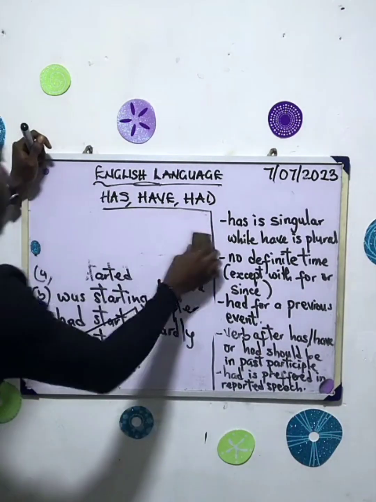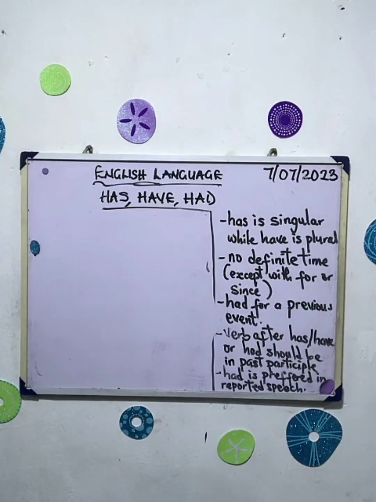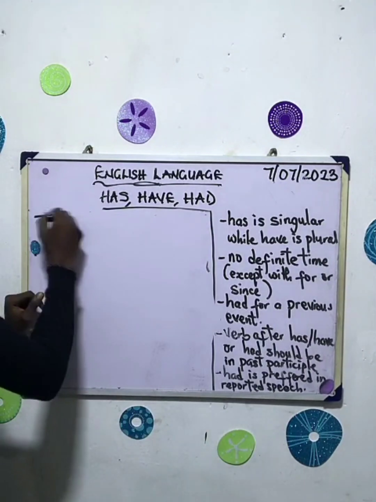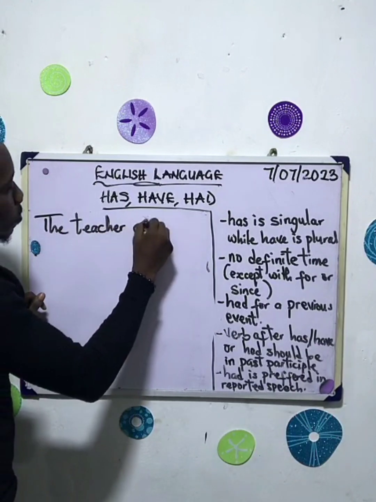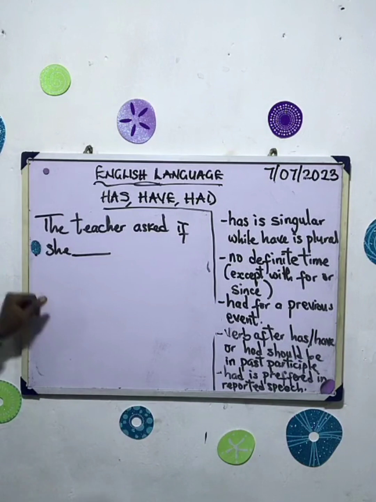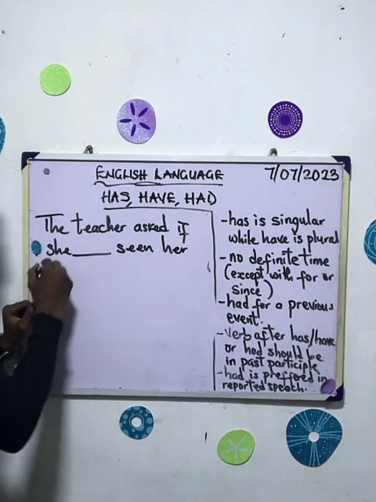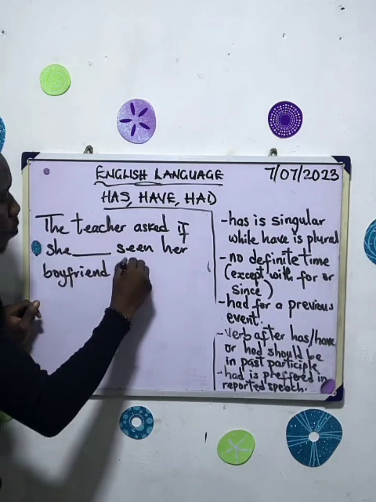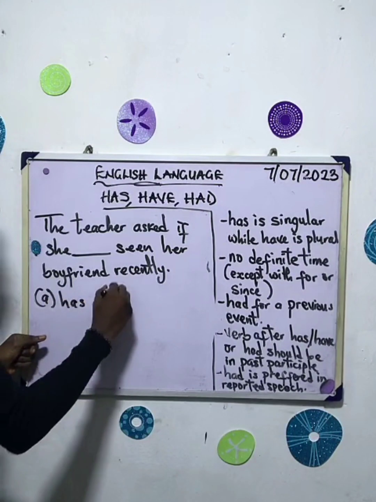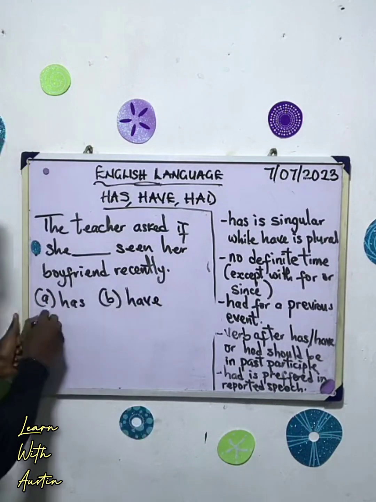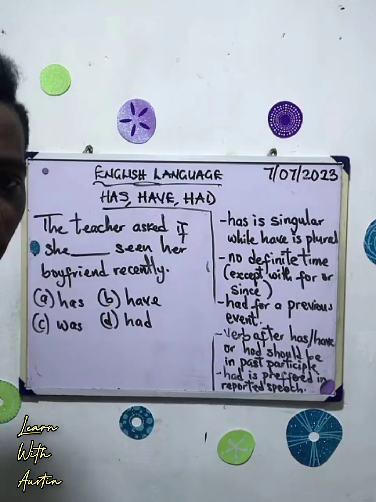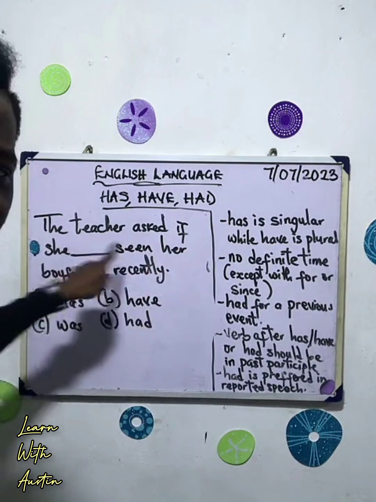Let's look at the next one. The teacher asked if she dash seen a boyfriend recently. Options: A, has; B, have; C, was; and D, had. Okay, so the teacher asked if she dash seen her boyfriend recently.